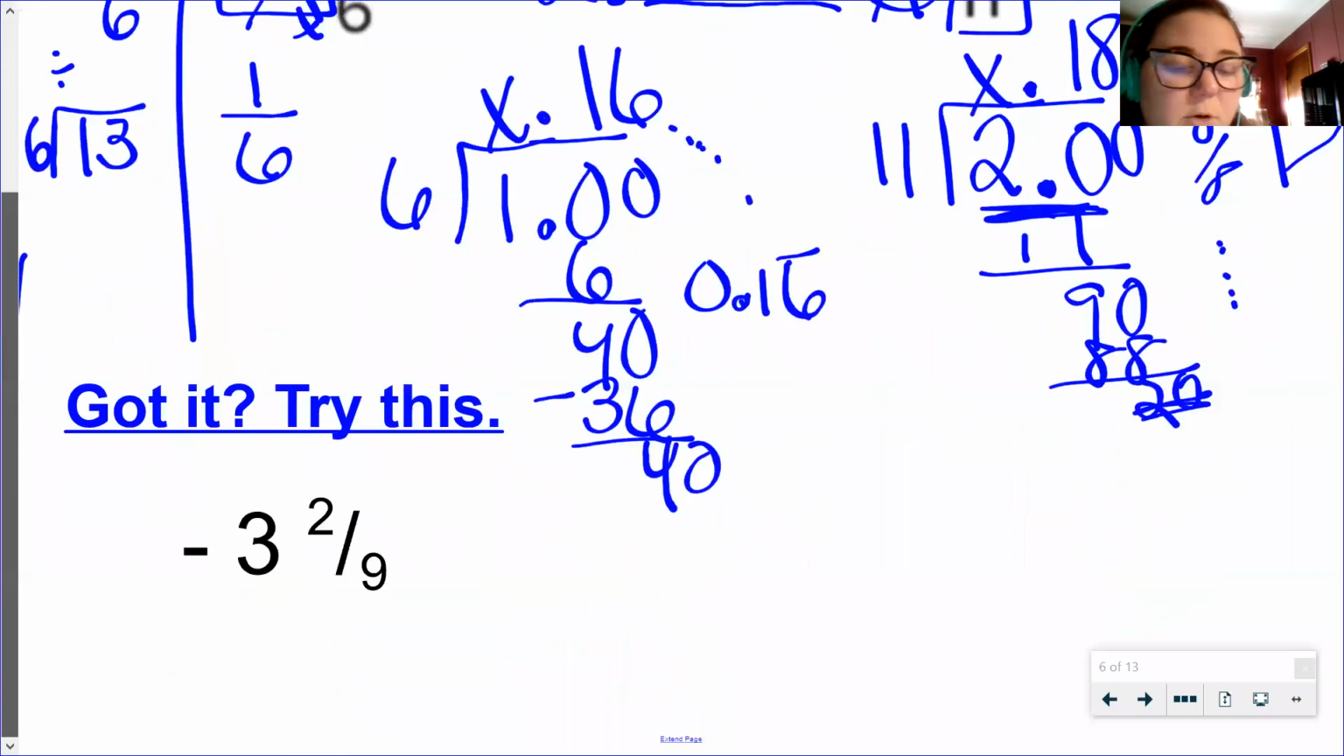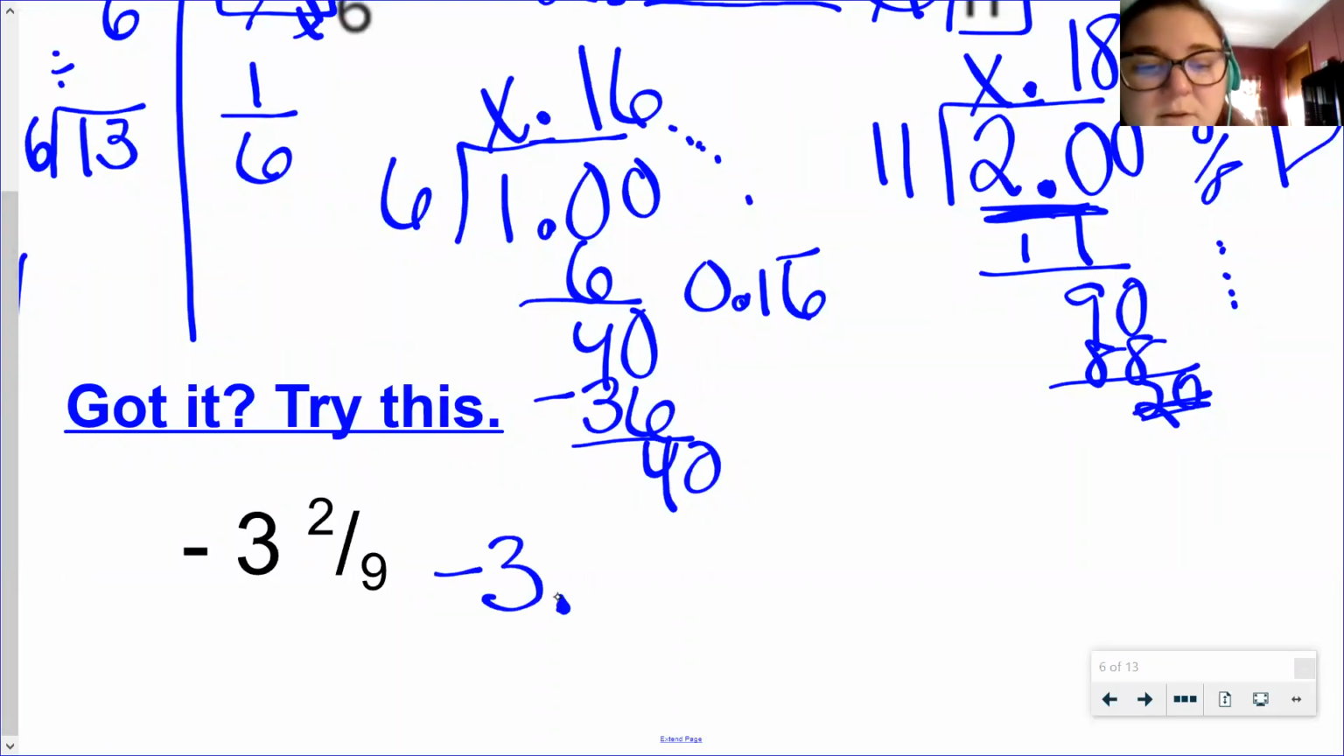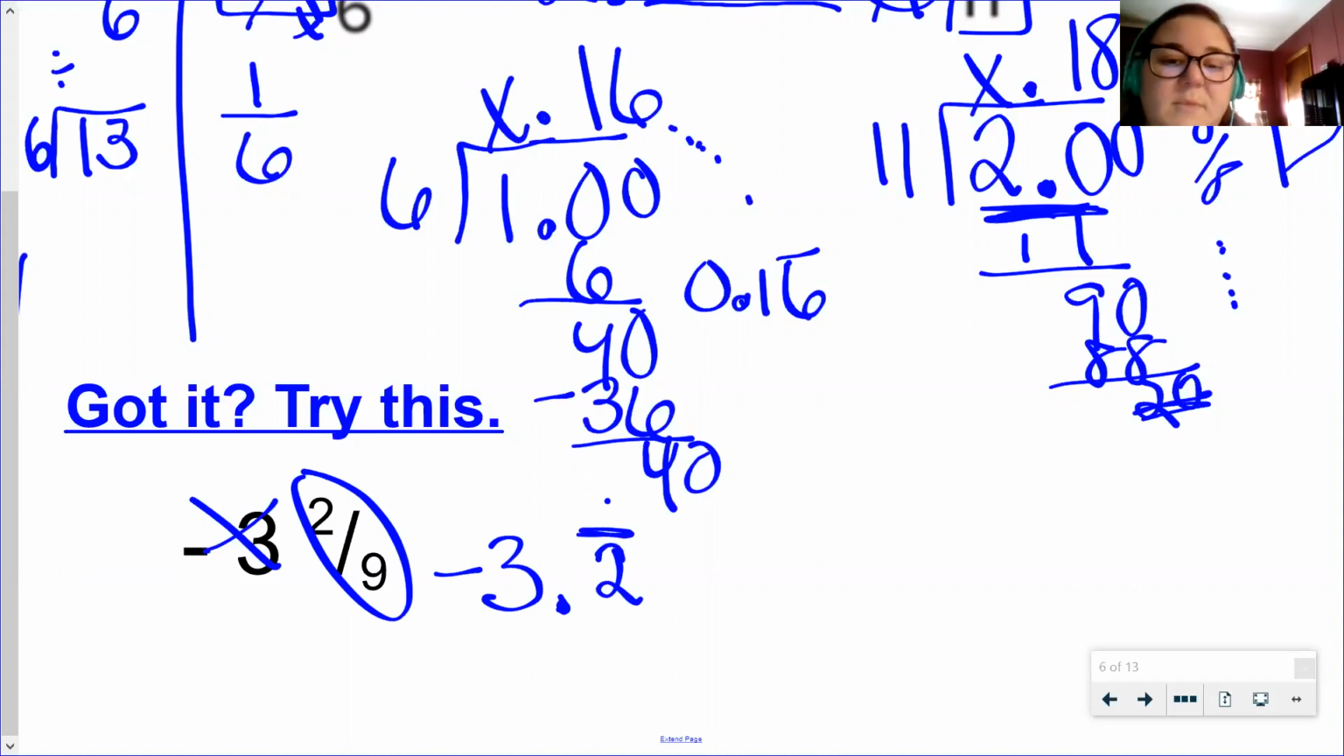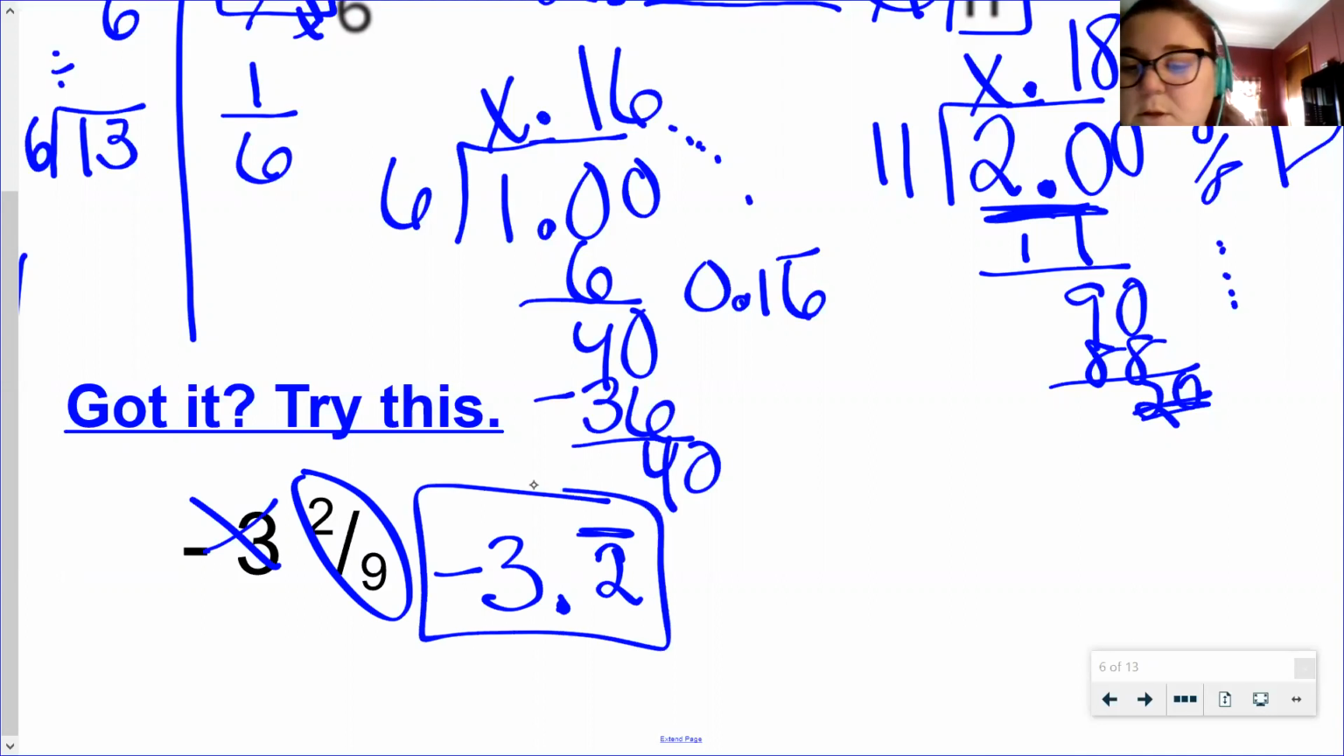Last but not least, let's just do one more. I already know what 2/9 is, so this would be negative 3.2 repeating. Remember, anything out of 9 repeats, so it's the numerator repeating. So this would be your answer right here. And there you go. Okay, all of these are rational.